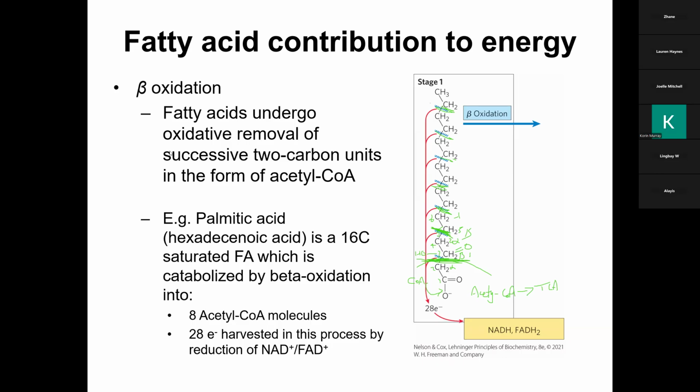And so it's kind of summarized here. Fatty acids undergo oxidative removal of successive 2 carbon units in the form of acetyl CoA. This is a perfect definition. That's a really nice way of doing it. So if you have something like palmitic acid, which is 16 carbons long, it's going to turn into 8 acetyl CoAs.